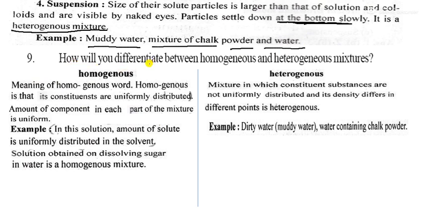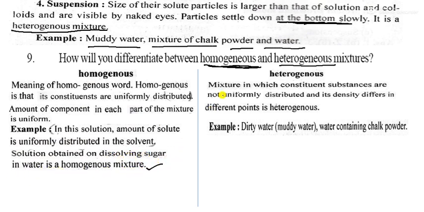How will you differentiate between homogeneous and heterogeneous? In a homogeneous mixture, solvent and solute particles are the same in size, and in a heterogeneous mixture they differ. Homogeneous means equal: its constituents are uniformly distributed, and each part of the mixture is uniform. For example, in a solution the amount of solute is uniformly distributed in the solvent. The solution obtained on dissolving sugar in water is a homogeneous mixture.